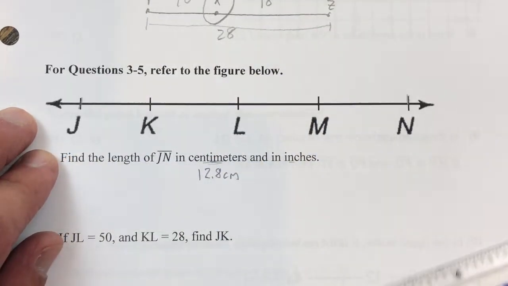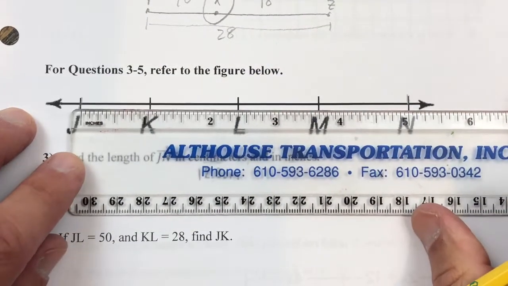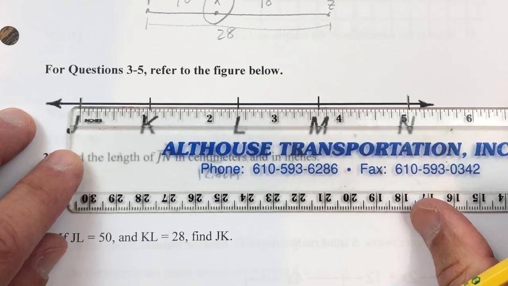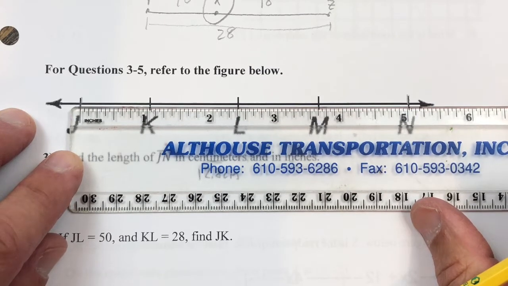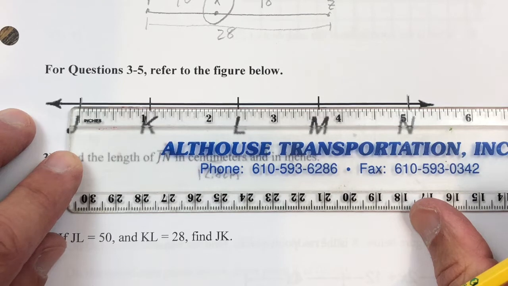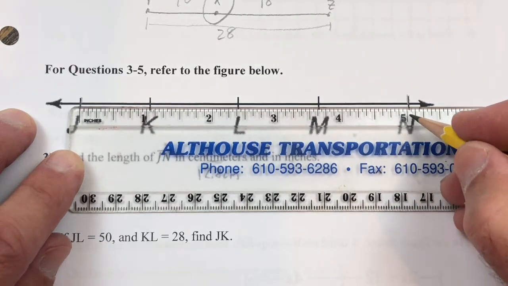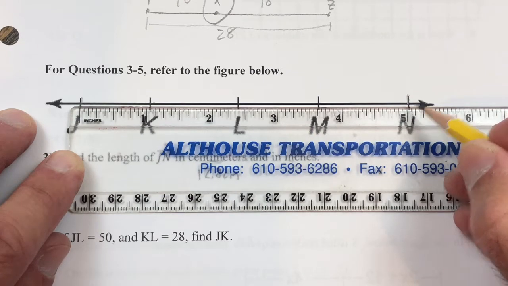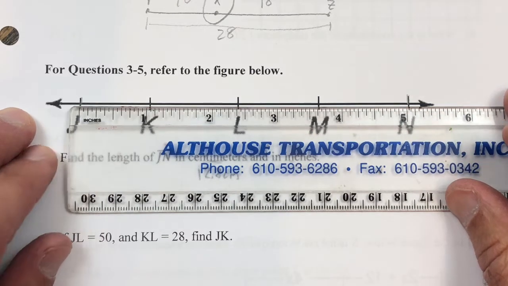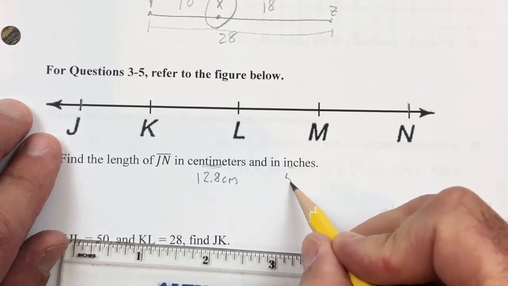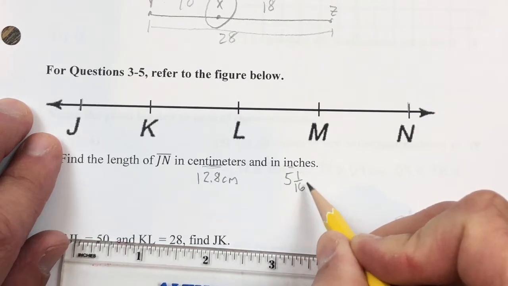And I'll flip it around and do the inches measurement. Again, start at 0. And notice it's very close to 5. It's just a little bit past the 5. And the smallest measurement on my ruler past 5 is a 16th. So I'm just going to put 5 and 1/16 inches. It's very close to 5.